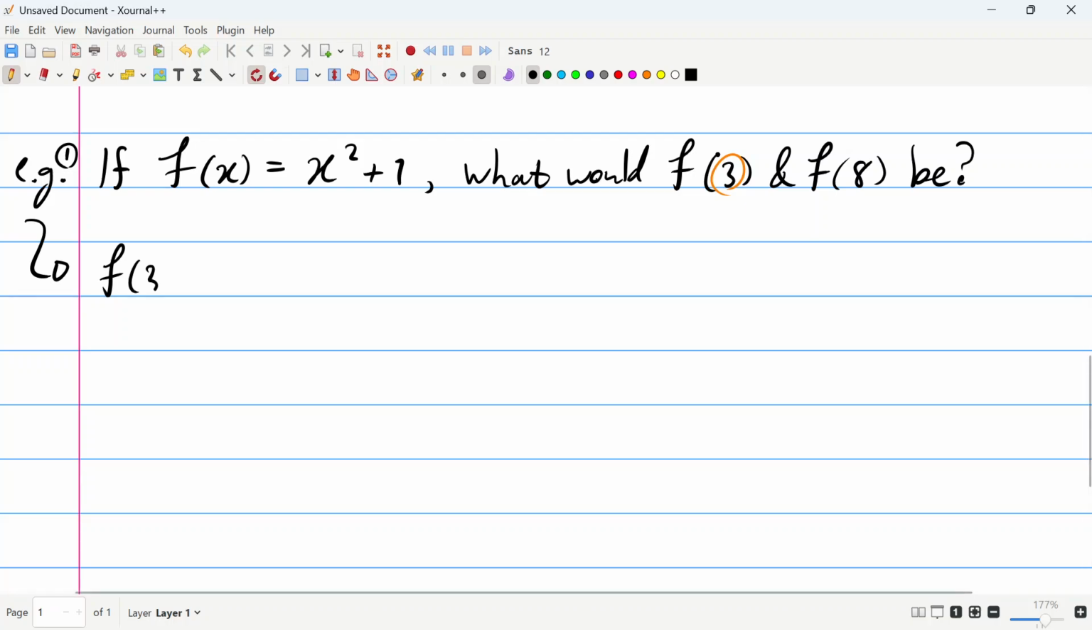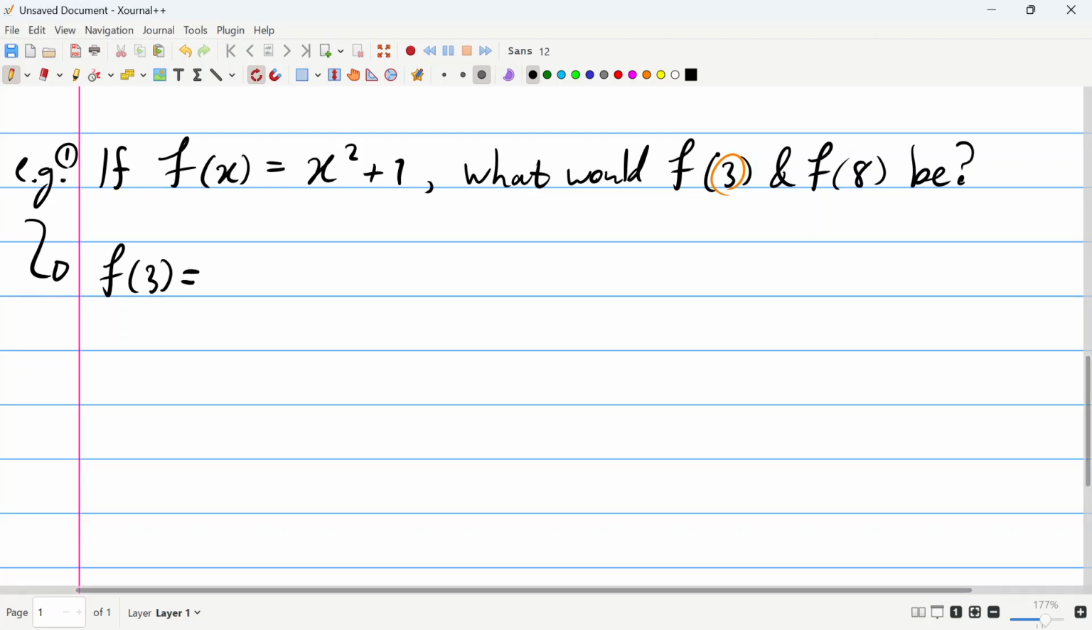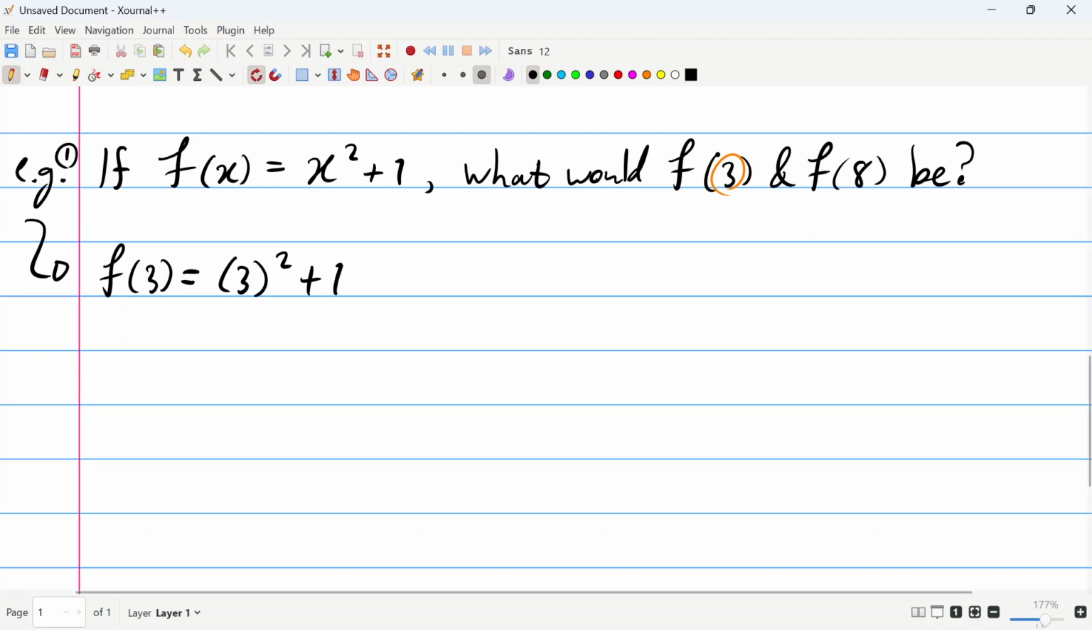So f of 3, right, notice that we replaced x with 3 on this side. And remember, in the function box, wherever the blanks were, that would be where the 3 would go. Meaning, wherever the x is, the 3 will go there. Meaning, it'll just be 3 squared plus 1, right? We are just replacing x with the number that we want.